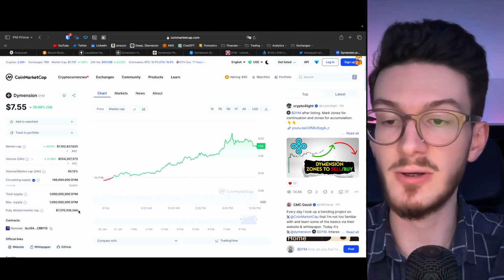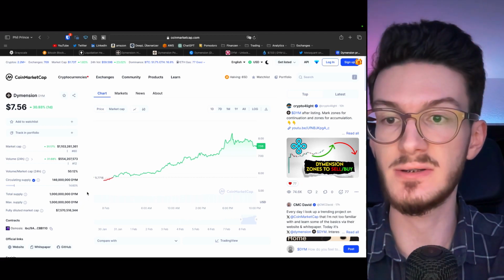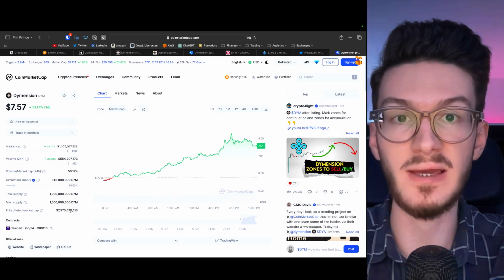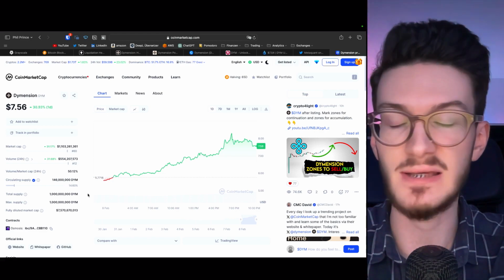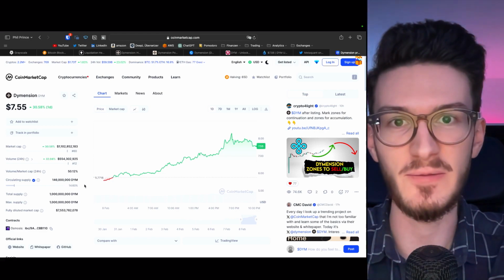The fully diluted market cap is at $7.5 billion, which screams for token unlocks. We will look at this later within the tokenomics section. I can already tell you I'm really thrilled about this project.